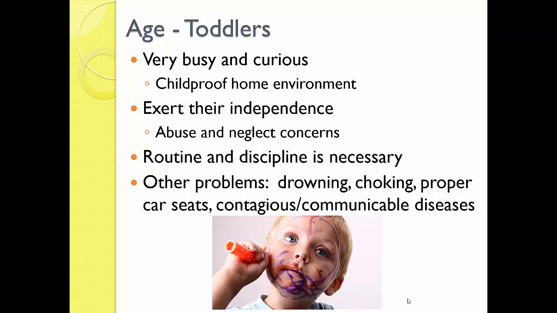Routine is important for kids, and discipline is important, so make sure that parents understand how to do those properly. Other problems: drowning. Again, they're very curious, and they're going to explore their environment, so they may run off on their own, and in those water environments that can be very risky. Choking, there are many common foods that are a high concern, those cylinder-shaped foods like grapes, hot dogs, popcorn, some candies. All of those can be a concern for choking, so how can we give those safely so that we decrease that risk. Proper car seats again, and contagious diseases, because at this age they're around more kids frequently, so there can be more communicable diseases spread.